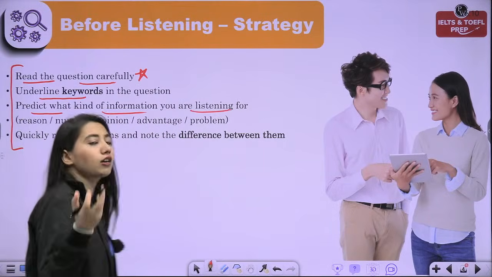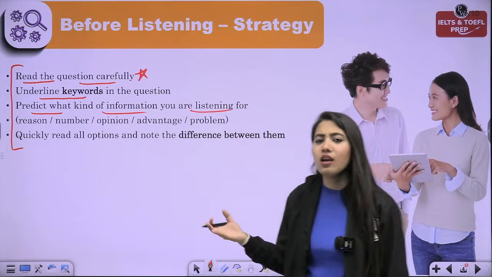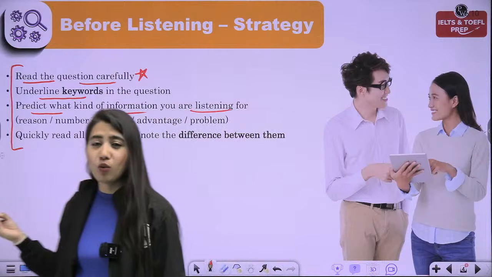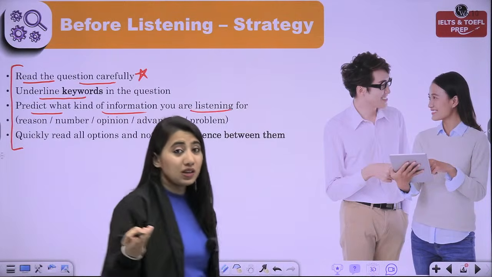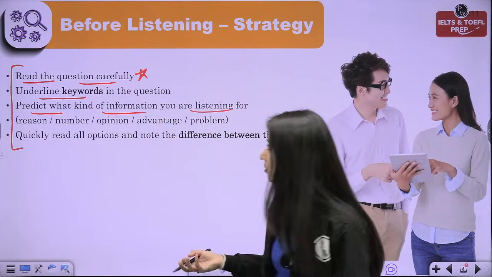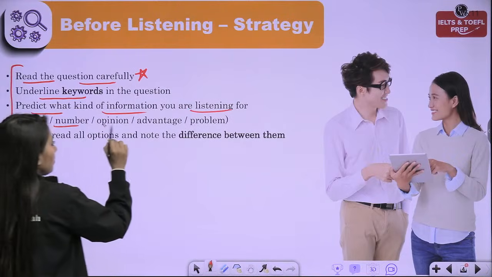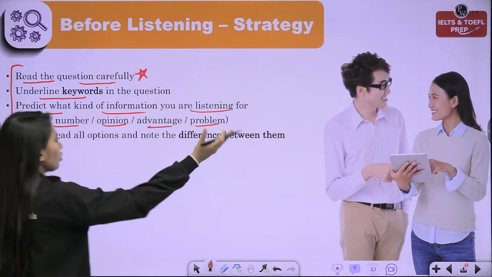ये पहले से predict कर सकते हो आप, है ना? कि किस टाइप की चीज चाहिए मुझे. Do I want a reason? Do I want opinion? Fact? What do I need? A solution? चाहिए क्या मुझे as my answer? So ये लिखा देखो, रीजन, नंबर, ओपिनियन, एडवांटेज, प्रॉब्लम, सोल्यूशन, कुछ भी हो सकता है.